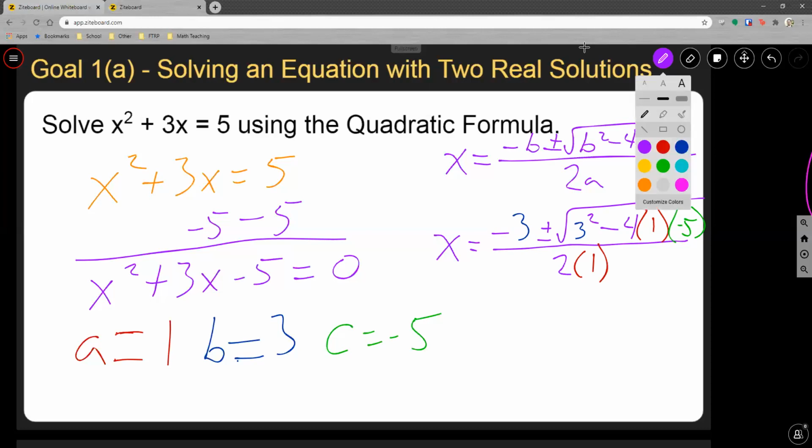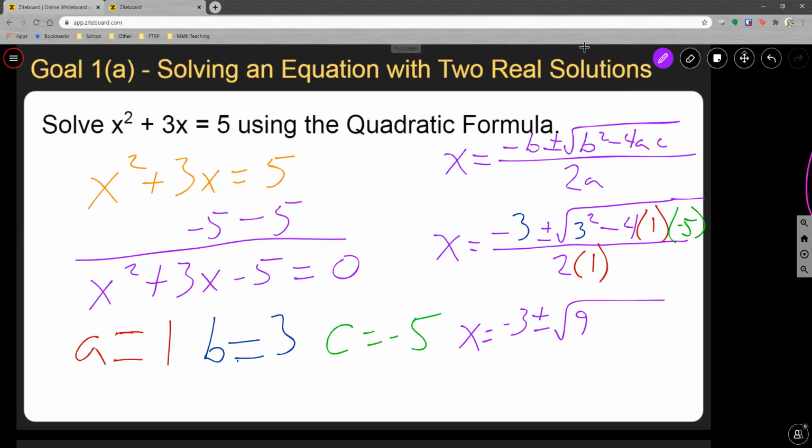All right, let's do some math. This part's real straightforward. It's going to be x is equal to negative 3 plus or minus 3 squared is 9 minus 4 times 1 times negative 5. Well, 4 times 1 is 4 times negative 5 is negative 20. I've got a minus sign out there. So I've got two negatives, the minus here and the minus there. They're going to turn into a positive. So this is going to be positive 20 all over 2 times 1, which is 2.